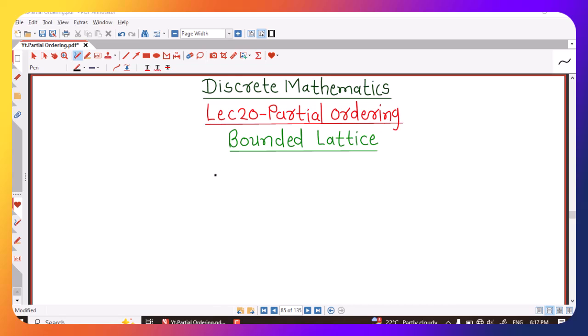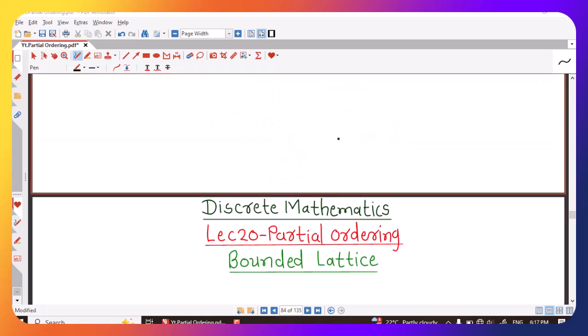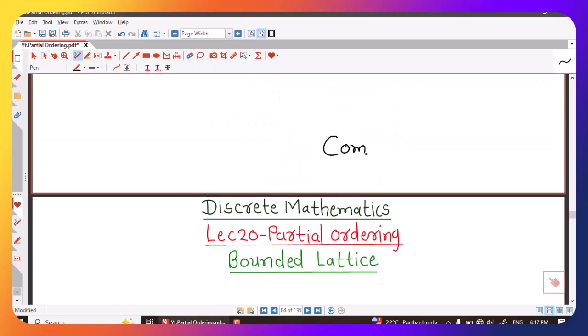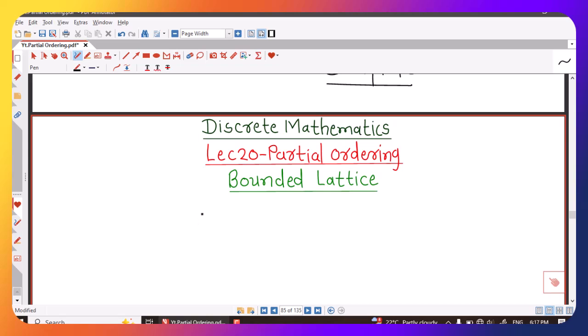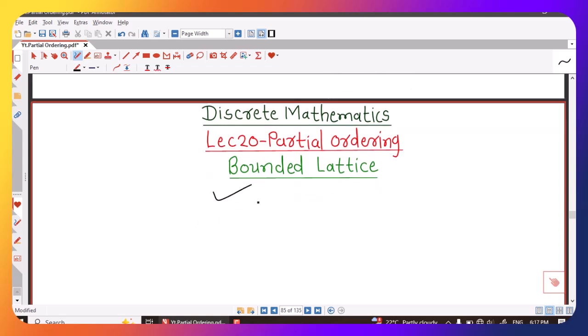Hello friends, I welcome you to lecture number 20 on partial ordering. In the previous lecture we discussed complete lattice, and in this lecture we are going to understand another definition of lattice, which is called bounded lattice.